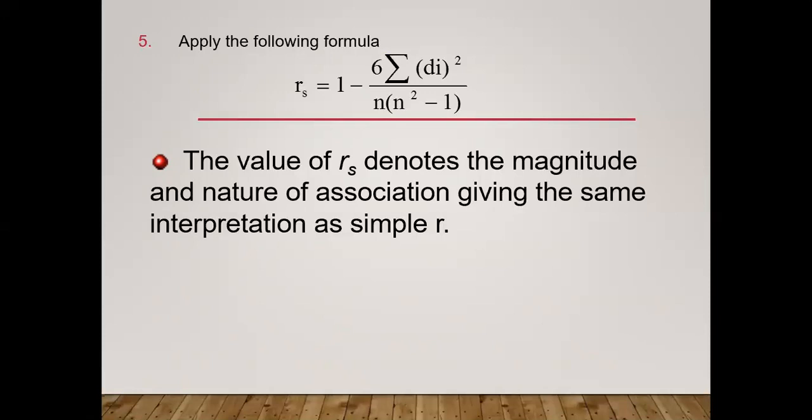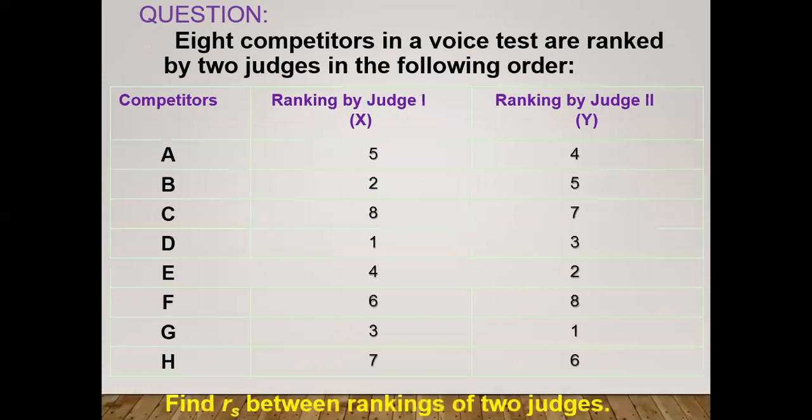Anyway, today we just see rank correlation, not plain correlation. See a question here: eight computers are ranked by two judges in the following order. How many computers? Eight computers, A, B, C, D to H. Ranking by judge one: judge one gives rank five for this computer, and judge two.